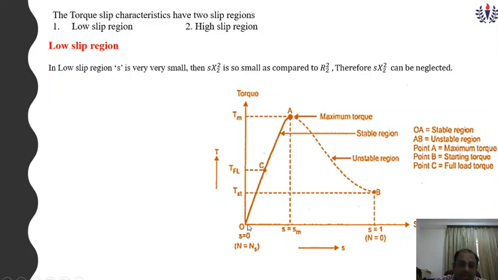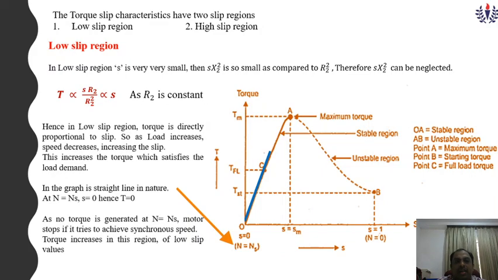The low slip region starts from 0 to s equal to sm. This straight line is called the low slip region. It starts from the 0 position and increases like a straight line till s equal to sm. In this region R2 is constant, therefore the torque is directly proportional to slip.